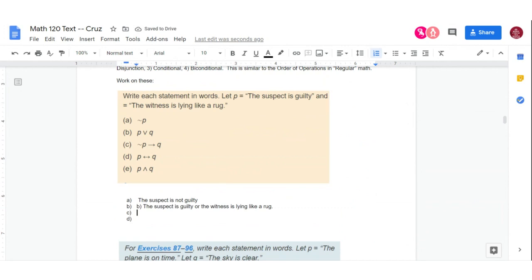Okay, so C is, if not P, then Q. Well, gotta put the if over there. If the suspect is not guilty, is that right? Then what? Did I get that right? If the suspect is not guilty, and as I said, the arrow means if-then, so the if goes in front of that antecedent.